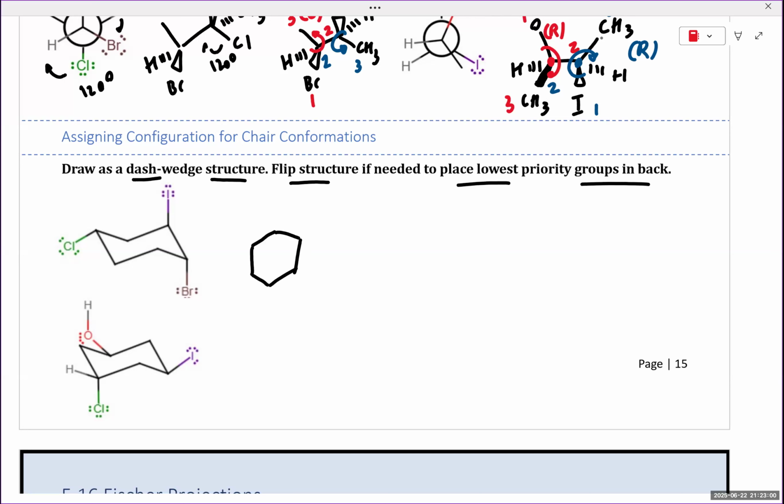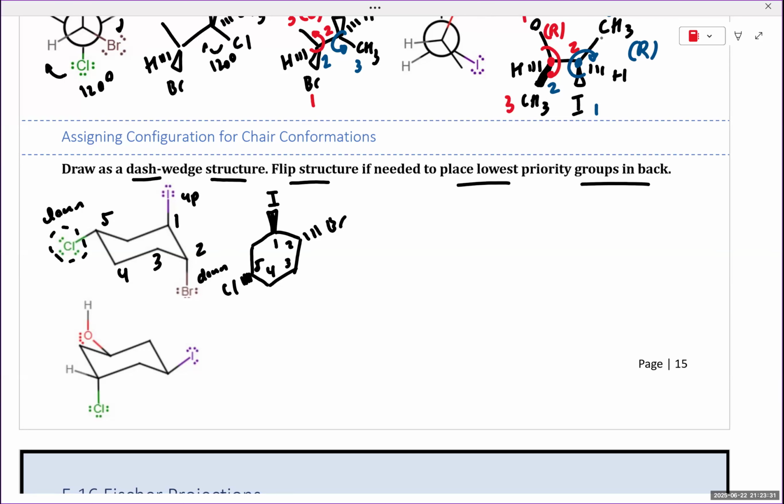So for example, in this case, numbering 1, 2, 3, 4, 5. The iodine's at priority 1, it's pointing up, so it gets a wedge. The bromine is at carbon 2, pointing down, so it gets a dash. The chlorine at position 5 is pointing down, so it also gets a dash.